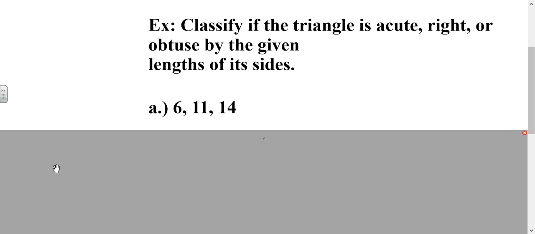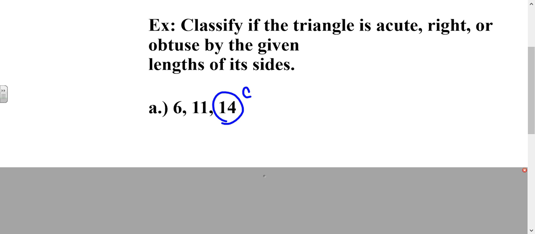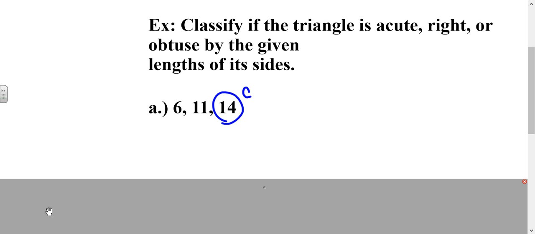We've got 6, 11, and 14. 14 would be the largest, so that one has to be c. Then 6 and 11 are a and b. It doesn't really matter which order you write those in. We need to see if 14 squared is greater than, less than, or equal to 6 squared plus 11 squared. So we're going to work these out.